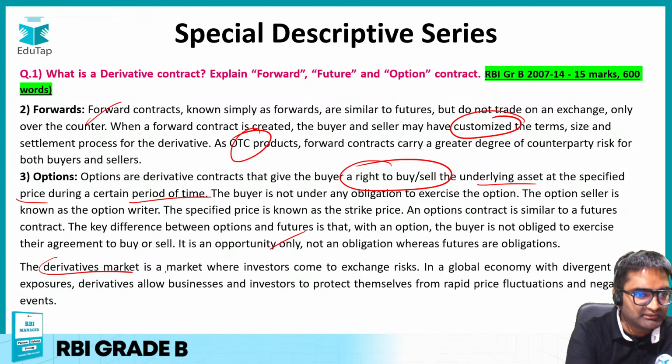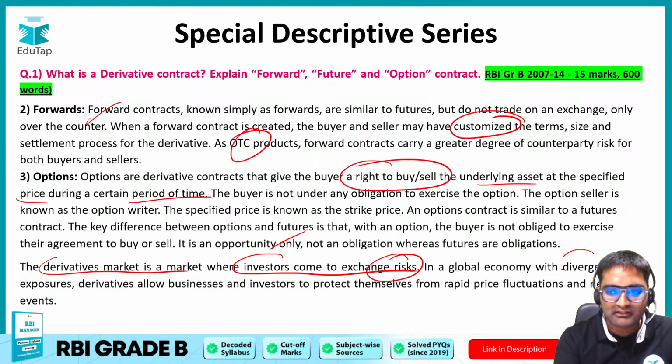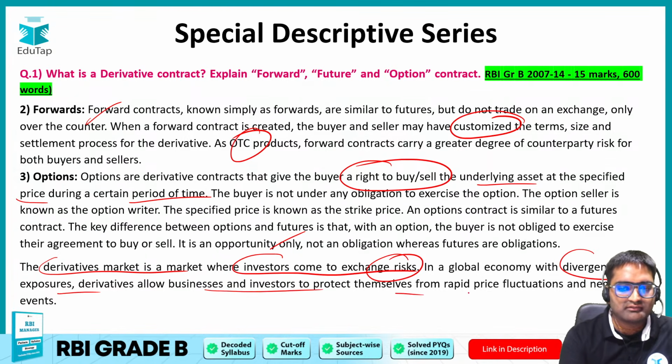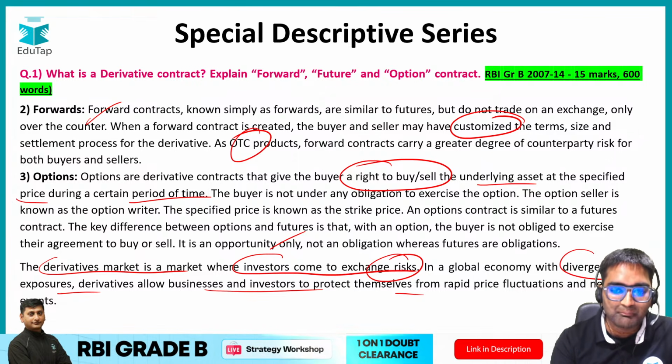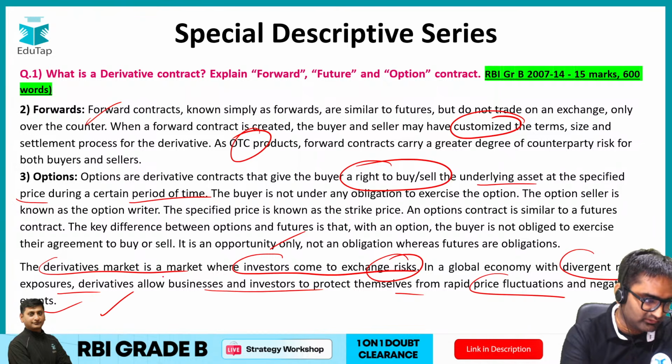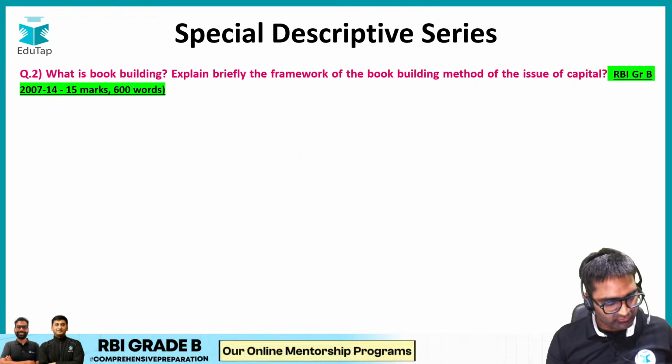And finally, you can mention the derivatives market, where investors come to exchange their risks. Divergent risk exposures are there, and this helps them to cope with rapid price fluctuations and negative events. So that was your answer. Now moving to the next one.